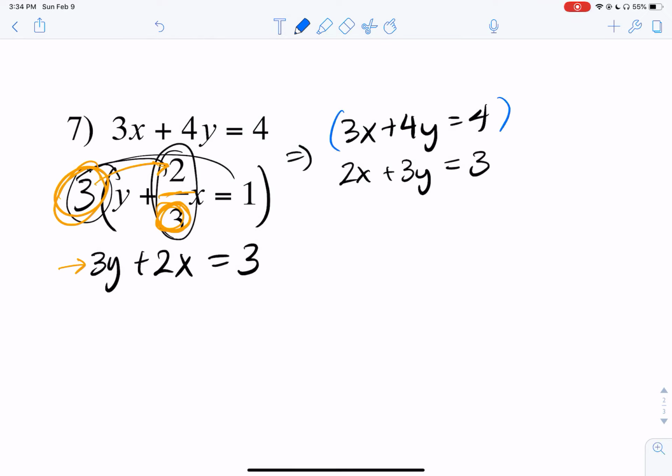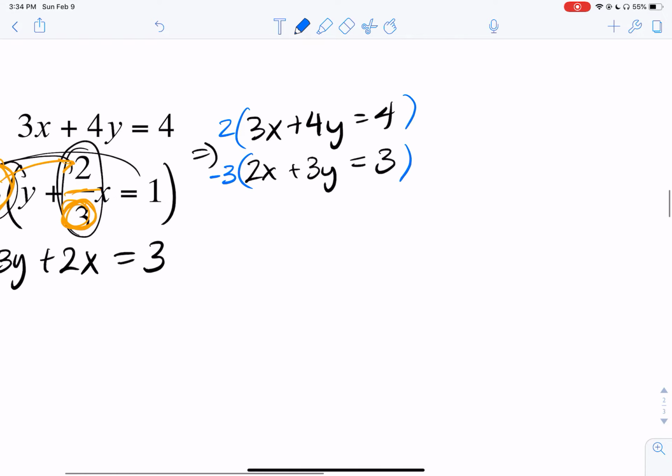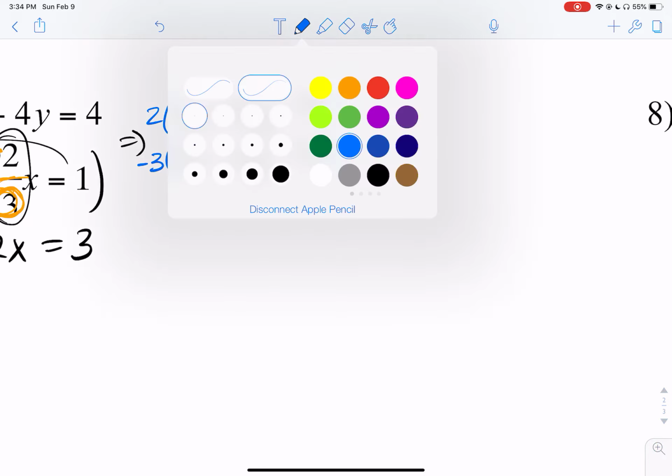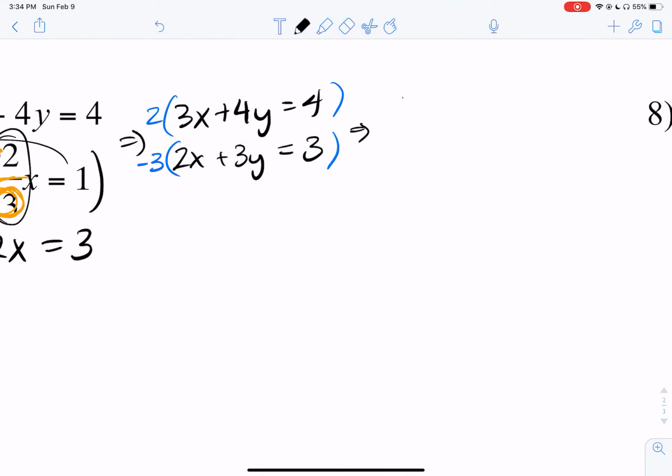So for the top, I'm going to get rid of the x's. So I'm going to multiply the top equation by 2, and the bottom equation by a negative, this time by a negative 3. That way I can end up with a positive 6x on the top. So you could see, I'm just going to keep writing it to the left, so I end up with a positive 6x, positive 8y, and a positive 8. And for the bottom, I'm going to end up with a negative 6x, a negative 9y, and a negative 9.